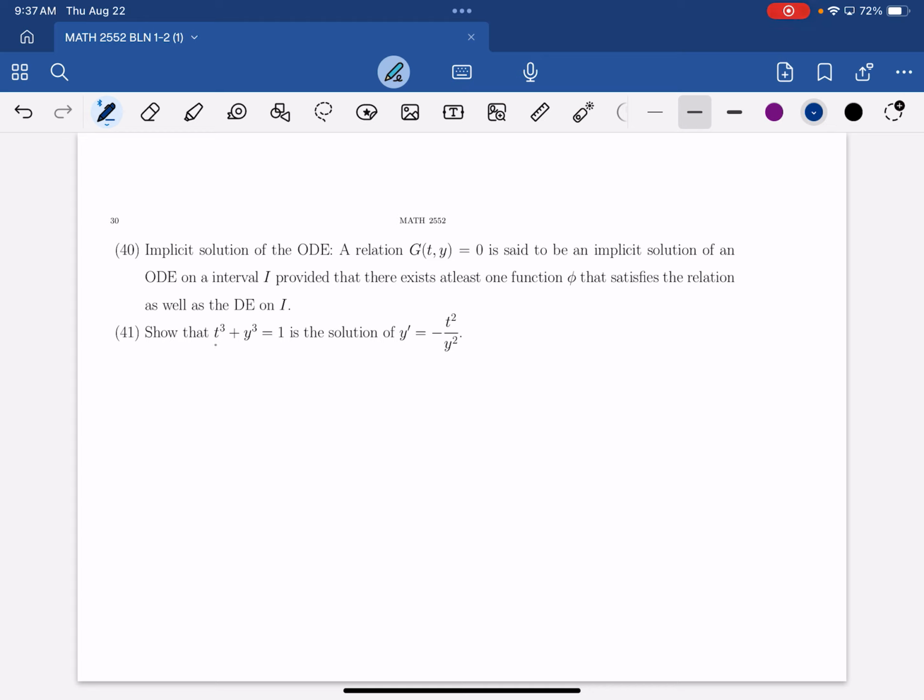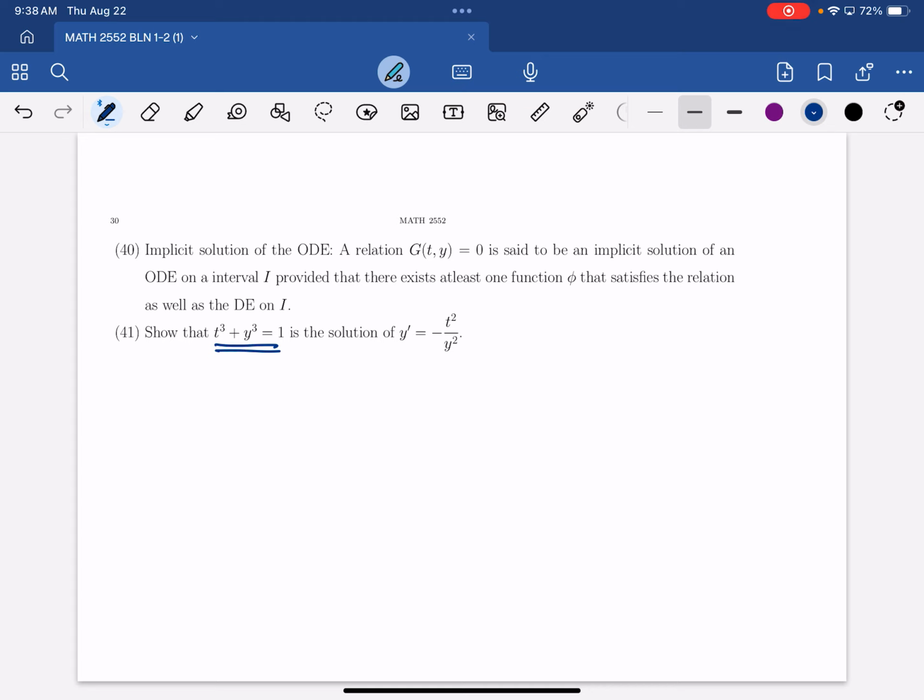So one such example is, okay, you have t cubed plus y cubed equals 1. It is an implicit function. Now the question is, is it really a solution of the differential equation or not? So how do we go about it? The way you go about it is, what did we do in the previous problem? You know what is y, you know what is y prime, you substitute it into the differential equation, right?